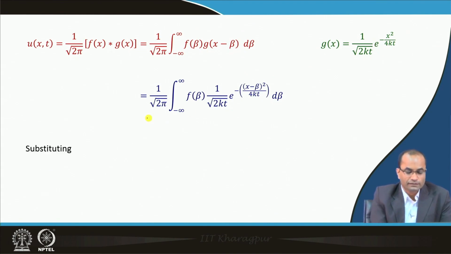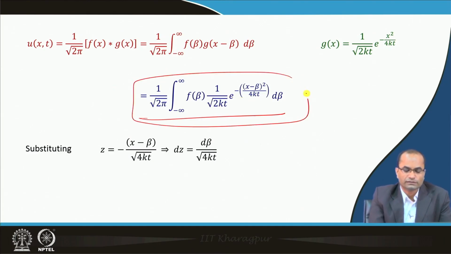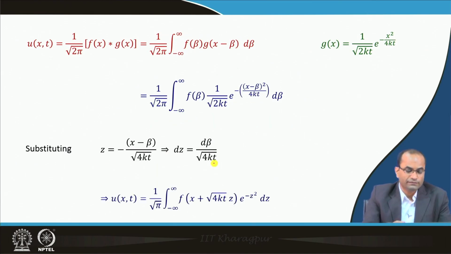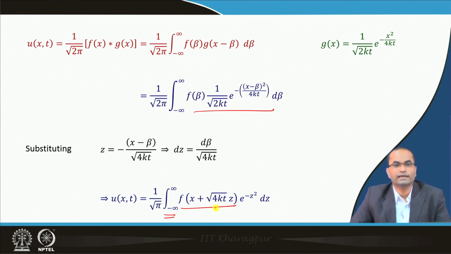So, now if we substitute this, another simplification, though we got here the value. If we substitute this z as x minus beta over square root 4kt to have this nicer looking form here, e power minus z square. So, we have this dz given by this one, and then we can get back to this integral. So, we have 1 over square root pi and integral minus infinity to plus infinity f evaluated at x plus square root 4kt z, e power minus z square dz.